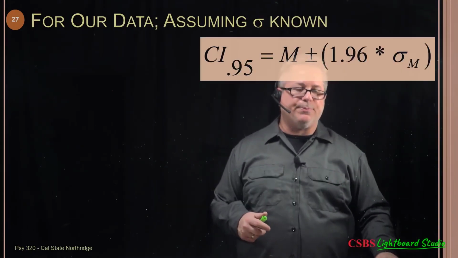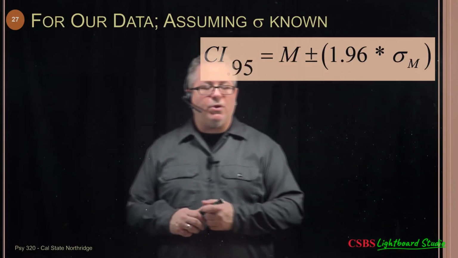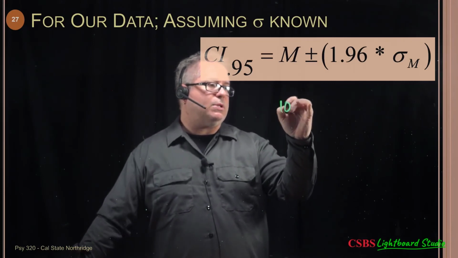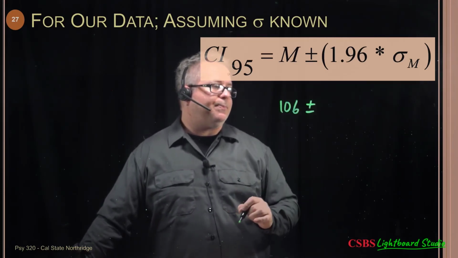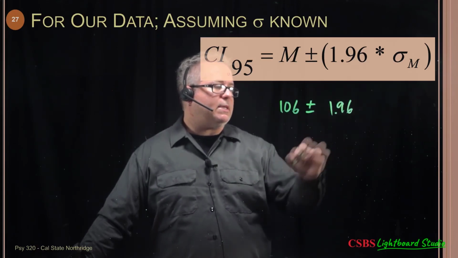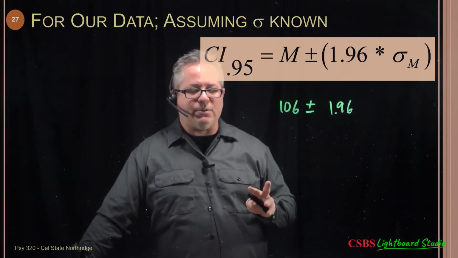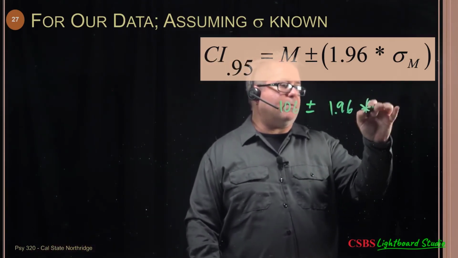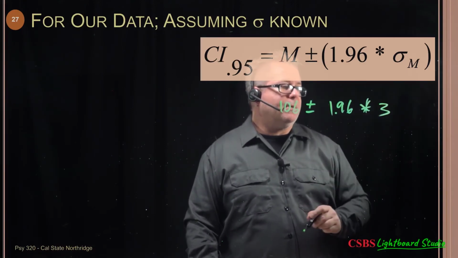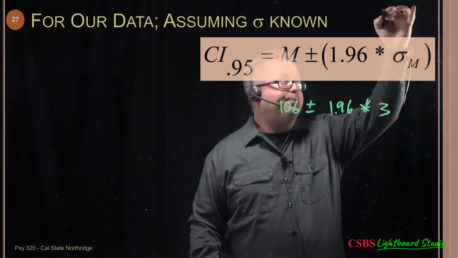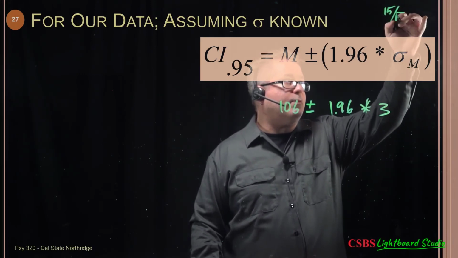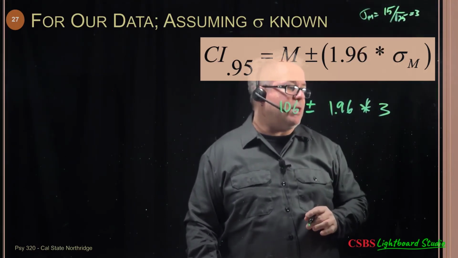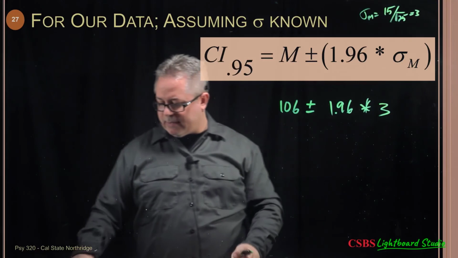So let's look at how that works. If we know sigma, it's a little bit easier. Our sample mean was 106. We're going to add and subtract 1.96, which is standard, because it's the z-score that corresponds to the two-tailed test. So that's going to be the same. We're going to multiply that by our standard error of 3. And that standard error of 3, remember, we got from 15 divided by the square root of 25, which is 3. That's our standard error of the mean when sigma was known. So 1.96 times 3.